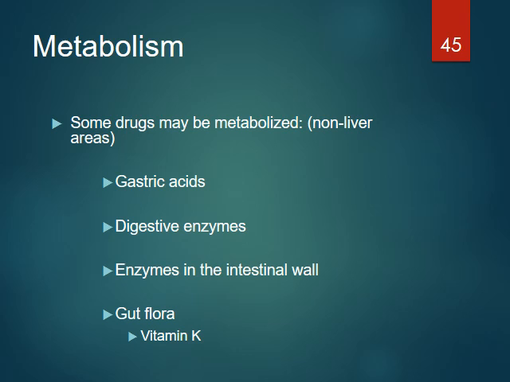Some other places where drugs can be metabolized other than the liver would be places like the gastric acids. So we'll see that certain medications are not able to be well absorbed because they get broken down by gastric acids, preventing oral administration. Certain digestive enzymes that are released by things like the pancreas can be important here. Even enzymes within the intestinal wall can all help to decrease the amount of absorption you can have. It's also important when talking about gut flora. They are a significant source of metabolism for certain medications. This can be clinically important for a big number of patients, especially if they are altering their gut flora.